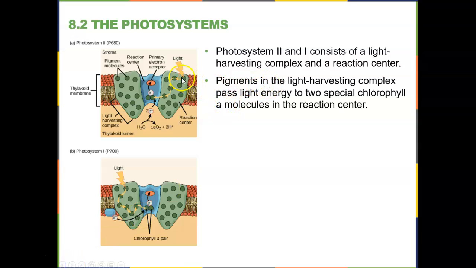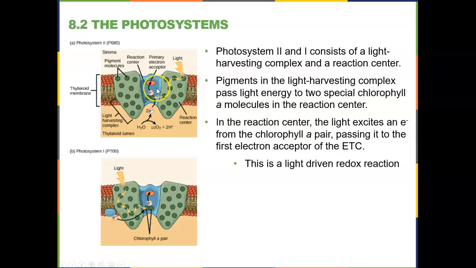The pigments in the light harvesting complex, which is the green part, it says reaction center, but this is the light harvesting complex. The reaction center is the blue, is going to pass the electrons to two special chlorophylls in the center, and those special chlorophylls are going to cause the electrons to go to the first electron acceptor, which will then shuttle it off to the rest of the electron transport chain.